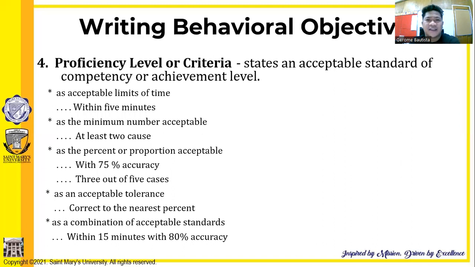it could be disappointing for the teacher if at the end of the lesson, this specific performance criteria or proficiency level was not achieved. However, it serves as a challenge for many that if they say the student should be able to answer with 75% accuracy, they will really target that all students will be able to answer at least 75% correct of the activity that they will be providing.